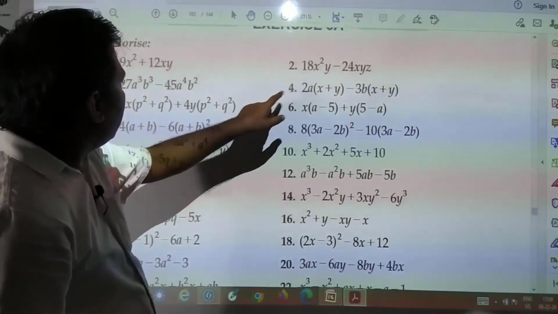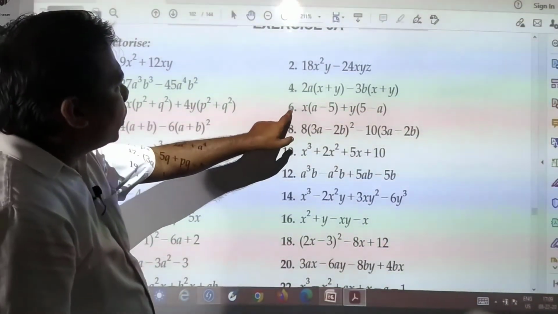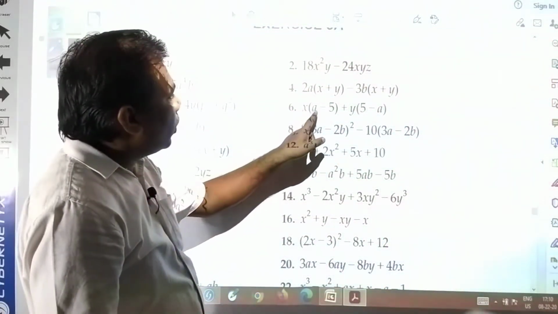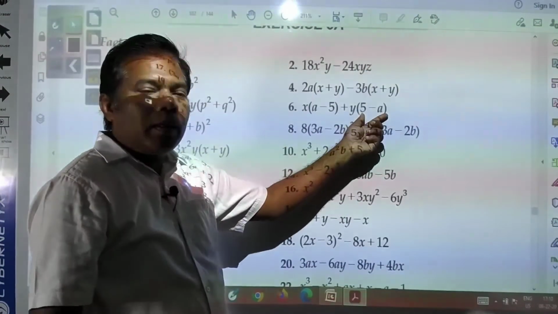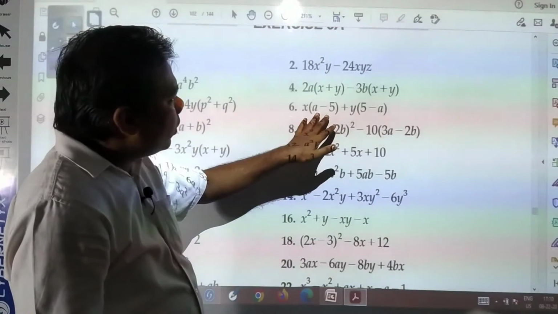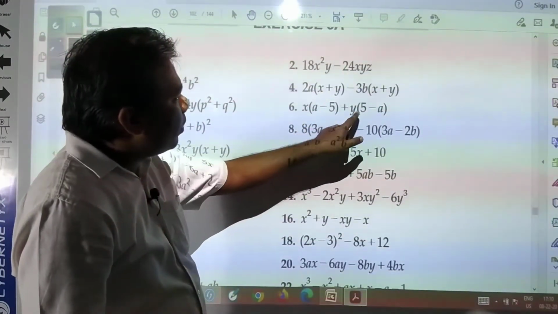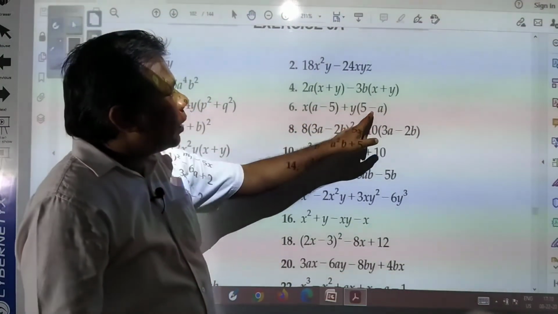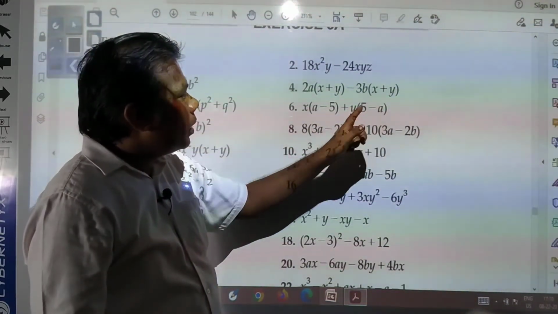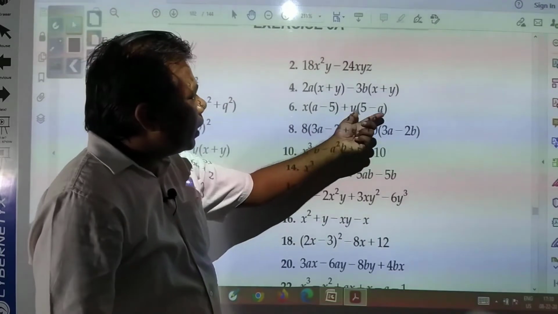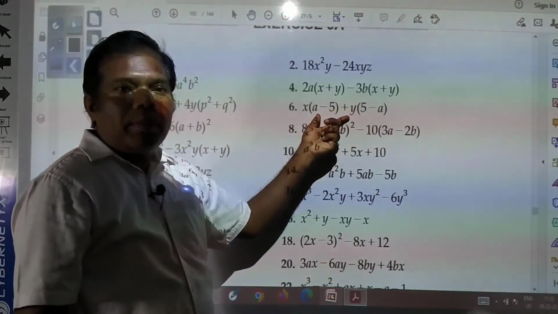Similar questions are there. I think you will be able to solve. Question number 6, you have x into a minus 5 plus y into 5 minus a. So here you see common, if you need to find out from a minus 5 and 5 minus a, what is required to be done? Minus 1 will be required to be taken common from here so that it will become equal, and then common can be found out.